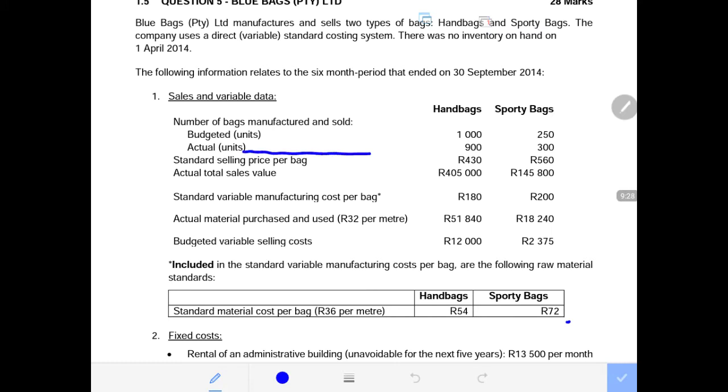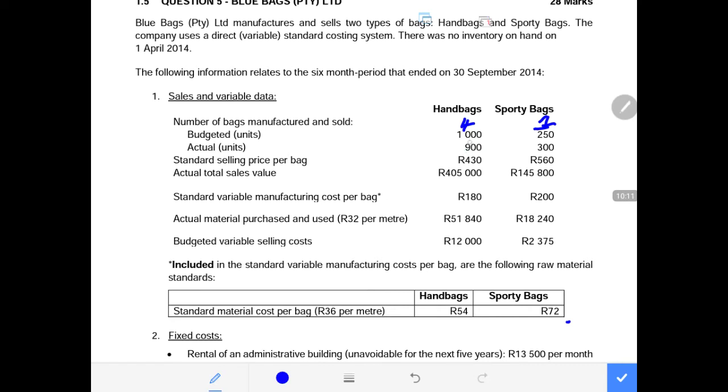We have actual sales, which is 900 and 300 units. Now we need to take the fact that we know that we're supposed to produce and sell 4 units of handbags for every 1 unit of the sport bag. So now if that is the case, we need to look at the actual information. This information will be useful in the future when we do the sales margin mix variance.